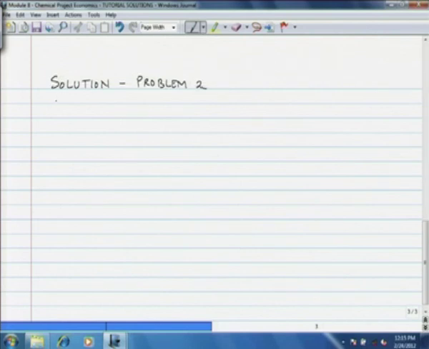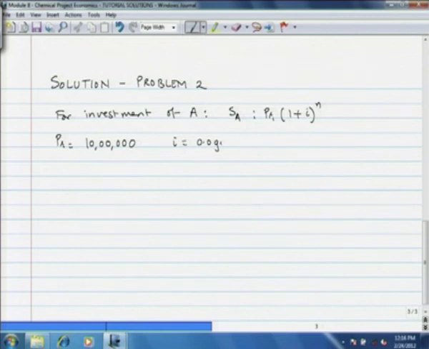Person A is going to make a fixed deposit. So, for investment of A, the net amount that is accumulated in the bank, which we denote as subscript A, will be equal to P into (1 plus i) to the power n. That is the maturity amount. We have principal equal to 10 lakhs and interest rate is 9.5% compounded annually.